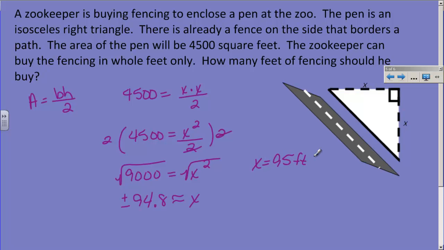That still doesn't answer my question, though. I need to know how many feet of fencing he needs. Well, he's got to put 95 feet here, and he has to put 95 feet here. So I'm going to have to multiply it times 2 so that I can have how many feet of fencing he needs. So he needs 190 feet of fencing for this pen. He'll have some left over, can use it to make a decorative little thing or whatever, but that's what's going to happen. And so there it is applied.